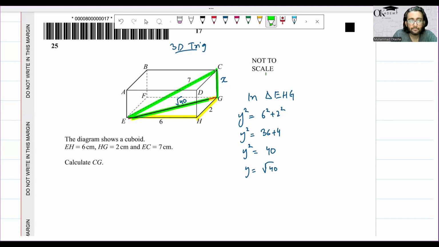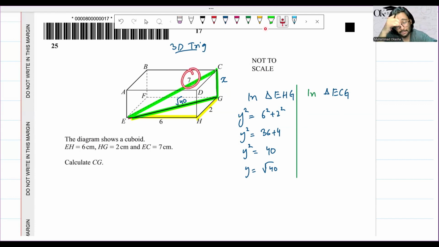The green triangle. So by using the value of y, which is square root 40, I'm going to say in triangle, the green triangle is ECG. Yeah, ECG. So triangle ECG. If you apply the Pythagorean theorem, this is my hypotenuse. I hope it's obvious that this is the hypotenuse. So hypotenuse is 7. So 7 squared is equal to x squared, which is CG, plus square root of 40 whole square.